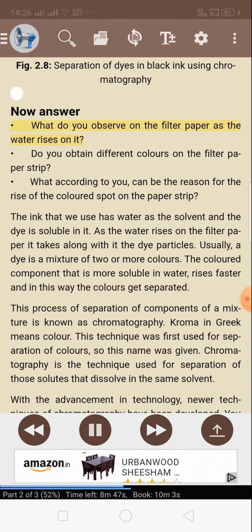Now answer. What do you observe on the filter paper as the water rises on it? Do you obtain different colors on the filter paper strip? What according to you can be the reason for the rise of the color spot on the paper strip? The ink that we use has water as the solvent and the dye is soluble in it. As the water rises on the filter paper it takes along with it the dye particles.